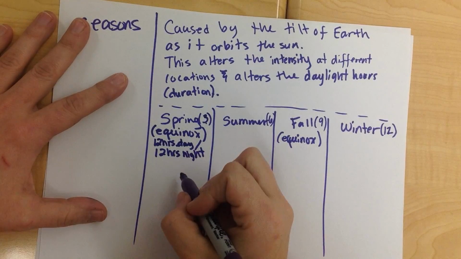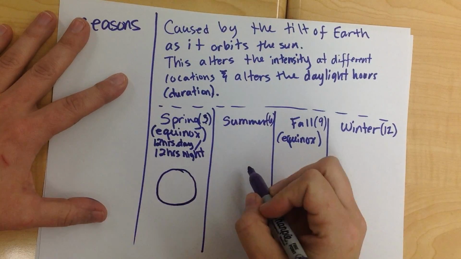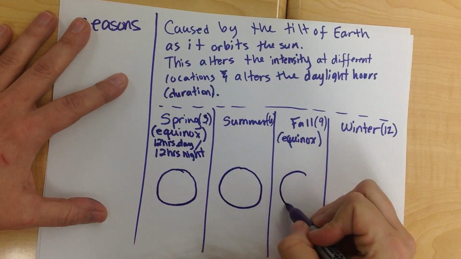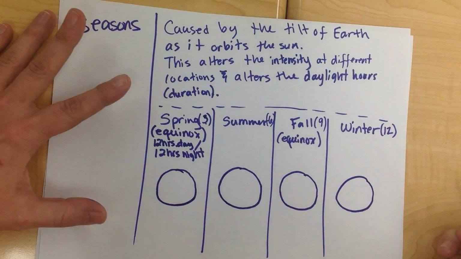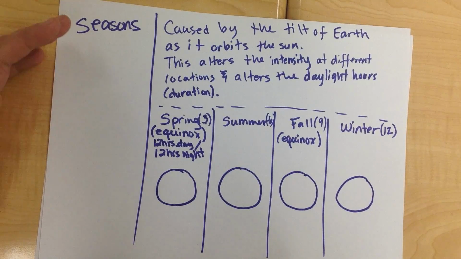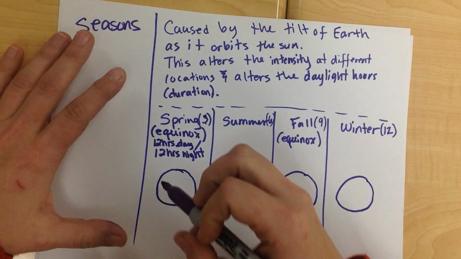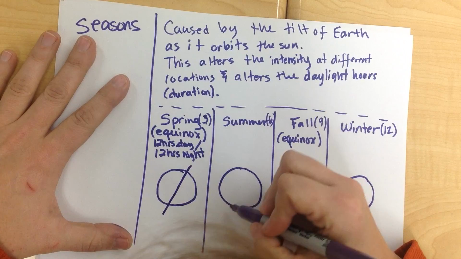Okay, so let's go ahead, draw yourself a nice circle on each one of our seasons. We're going to draw a diagram of these as if we are looking at the side of the planet where we see night and day. So go ahead and draw in your axial tilt.